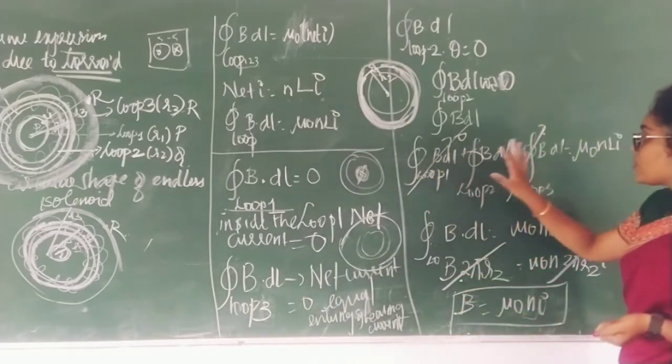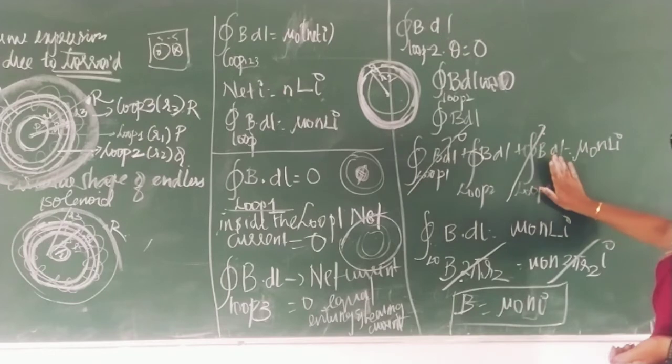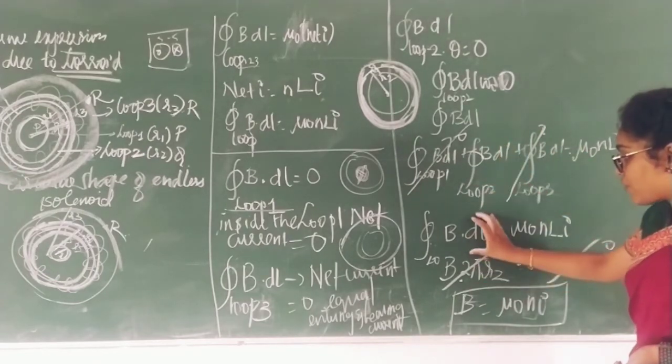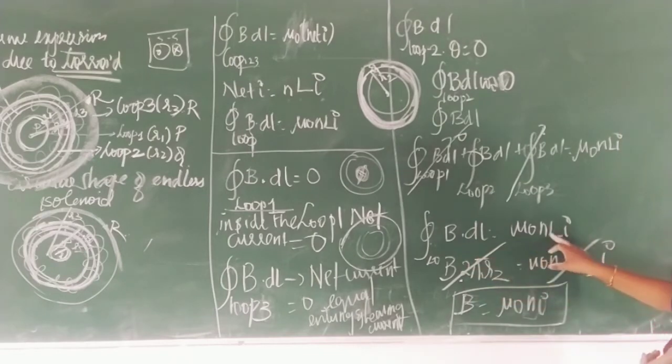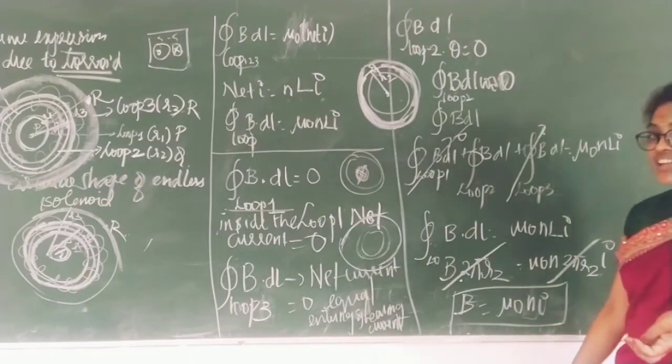Now, for loop 1, loop 2, loop 3, I have written mu naught NLI. This becomes 0, this becomes 0, which you came to know how it becomes 0. Then I am going to integrate dl, that is 2 pi r2. L is again 2 pi r2. The 2 pi r2 cancel. B is equal to mu naught Ni.